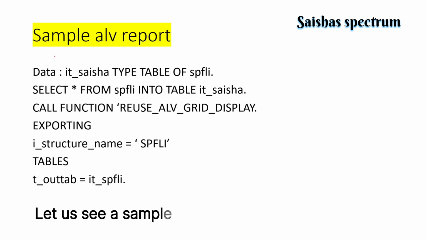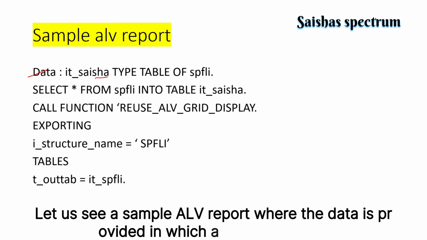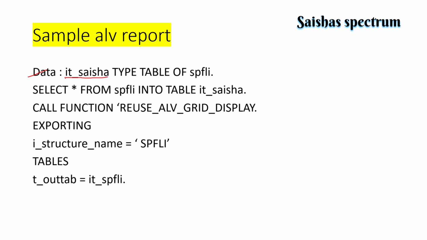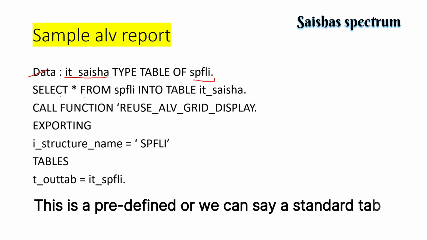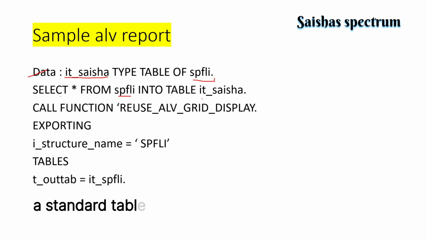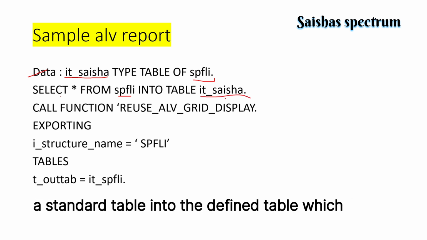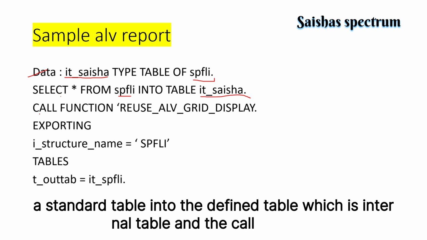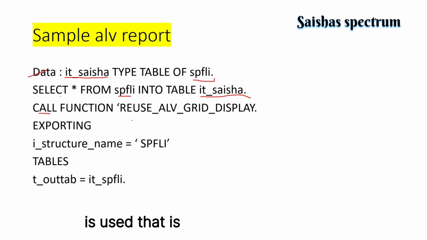Let us see a sample ALV report where the data is provided, in which an internal table is provided with a type of a table with SPFLI. This is a predefined, or we can say a standard table, where a select option selects from that standard table into the defined internal table, and the call function is used, that is REUSE_ALV_GRID_DISPLAY. This will display the records in a grid format.